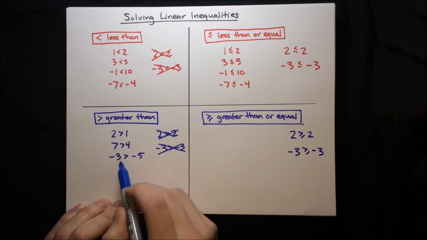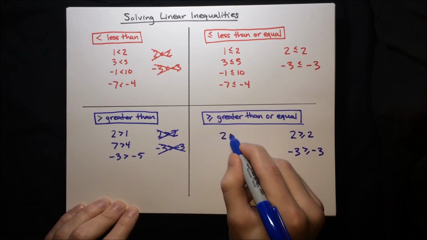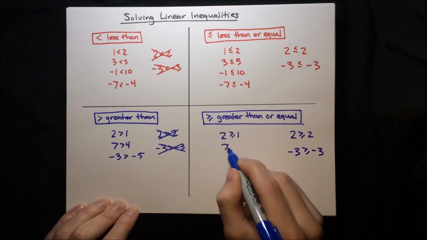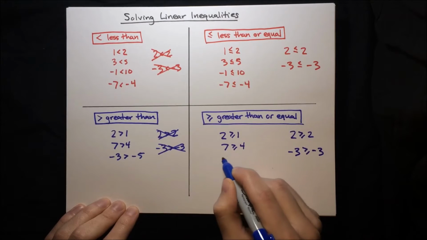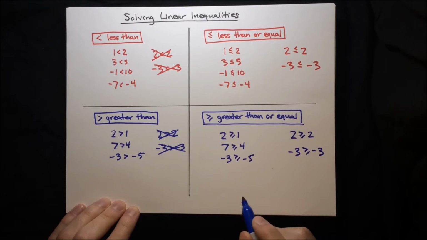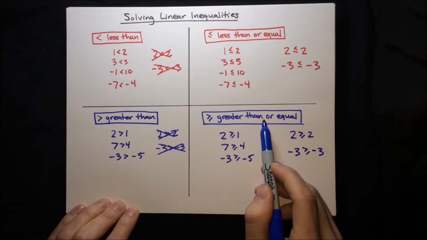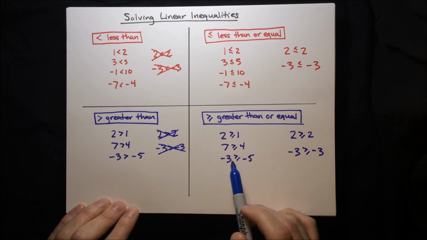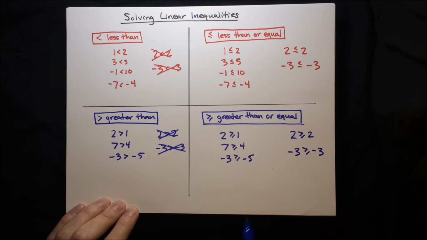And we've also got our original greater than statements. 2 is greater than or equal to 1, 7 is greater than or equal to 4, and -3 is greater than or equal to -5. So again, greater than or equal to is just the same as greater than, but allowing equality.